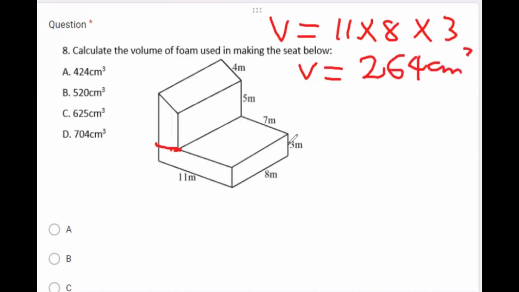The volume will simply give us 11 times 8 times 3, which should give us 264 centimeter cube. Then we also find the volume of this upper solid, this upper cuboid. Let us identify a particular face as cross section. For example, we can choose the rectangle on top as cross section, because the rectangle you have on top is what you also have on the other hand, where it's touching the lower cuboid.